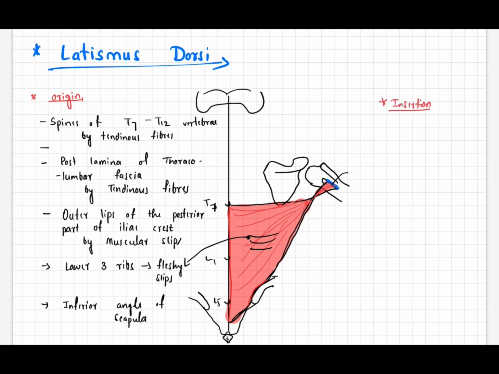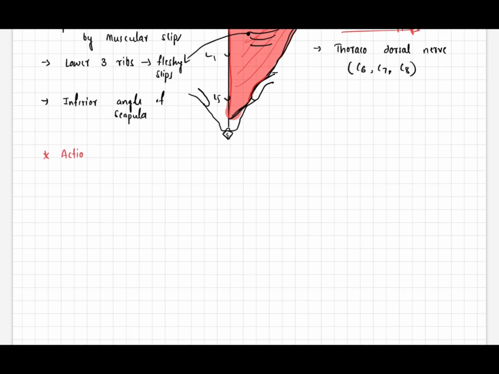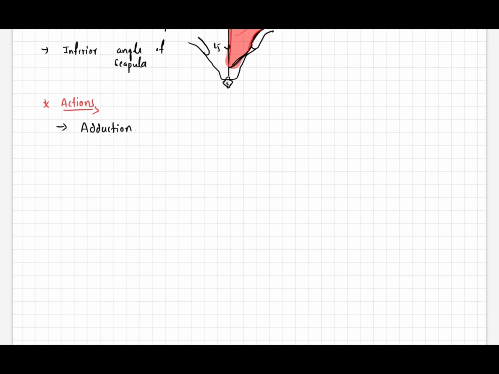Insertion. From its extensive origin, fibers pass laterally with different degrees of obliquity, and are inserted into the floor of the intertubercular sulcus of the humerus. Nerve supply. It is supplied by the thoracodorsal nerve. Its root values are C6, C7, and C8 from the posterior cord.